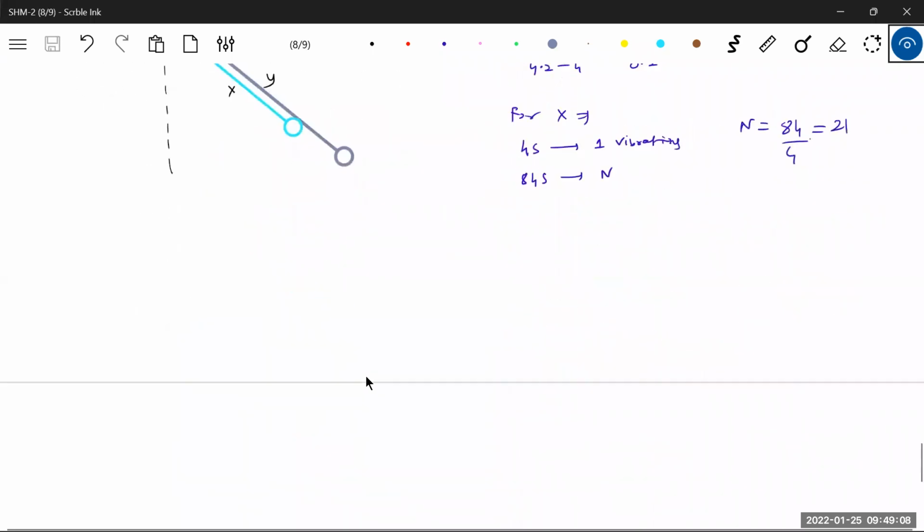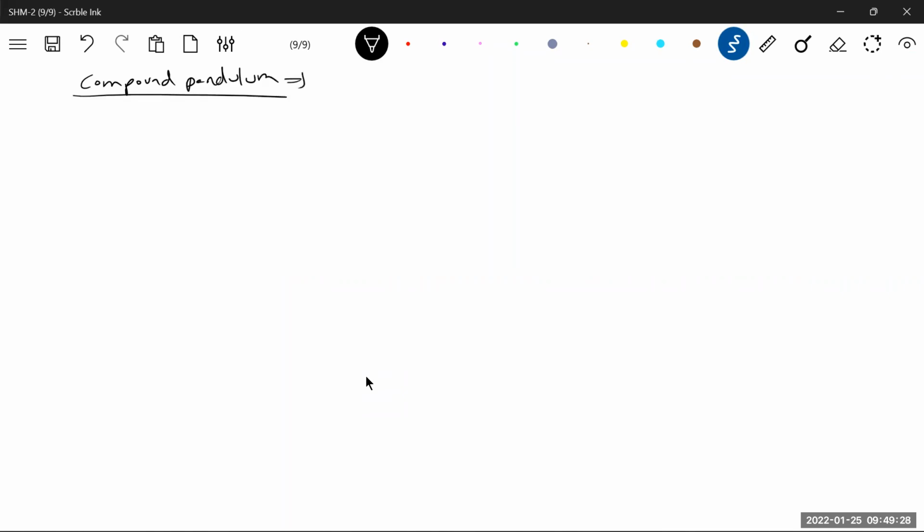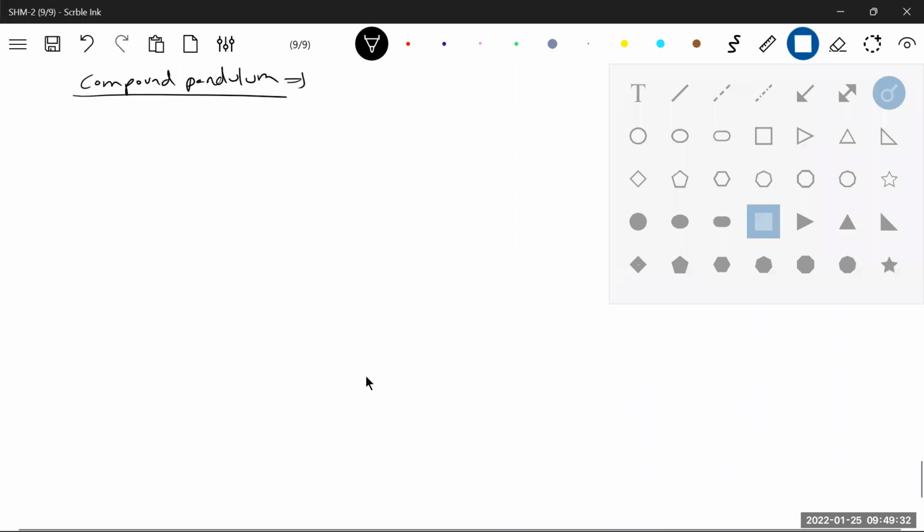Okay, we'll take some compound pendulum now. It's about a physical pendulum, or rigid body oscillations. Let me begin with the rod.